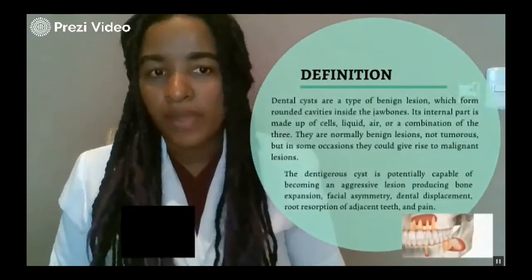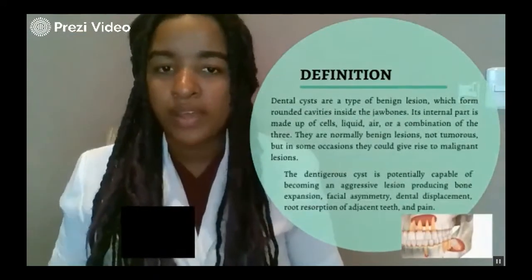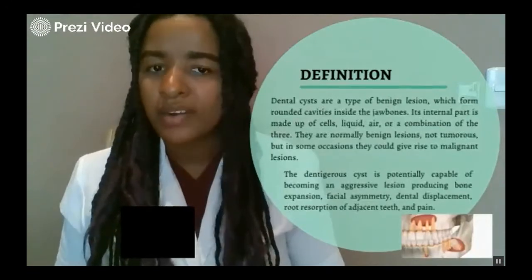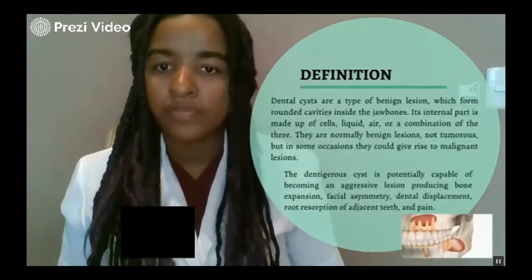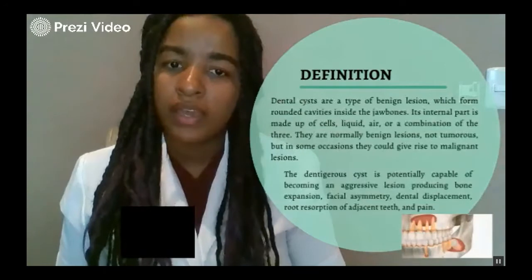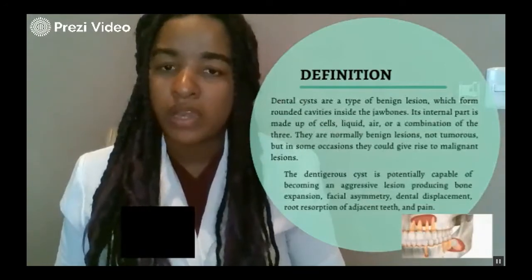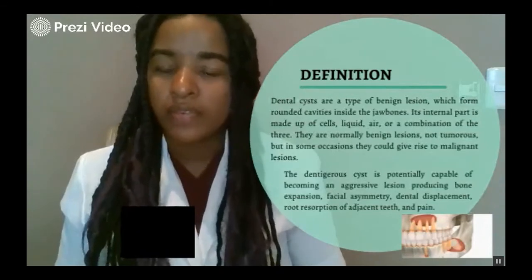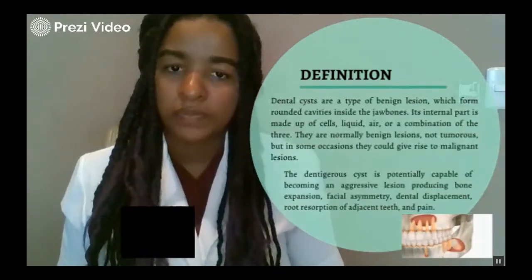Dental cysts are a type of benign lesion which form round cavities inside the jaw. Its internal part is made up of cells, liquid, air, or a combination of the three. They are normally benign lesions, not tumors, but on some occasions they could give rise to malignant lesions.